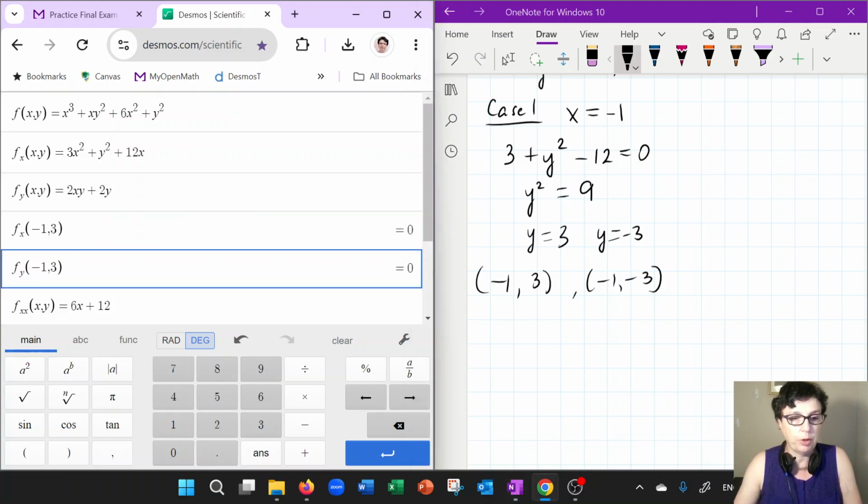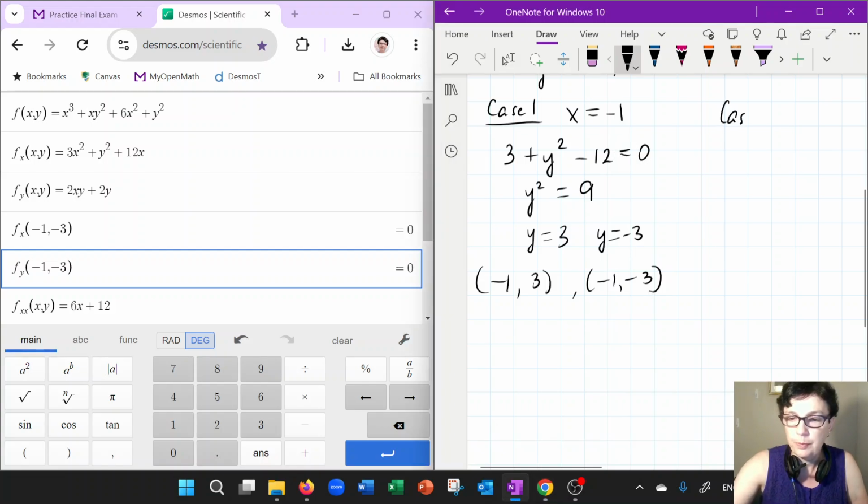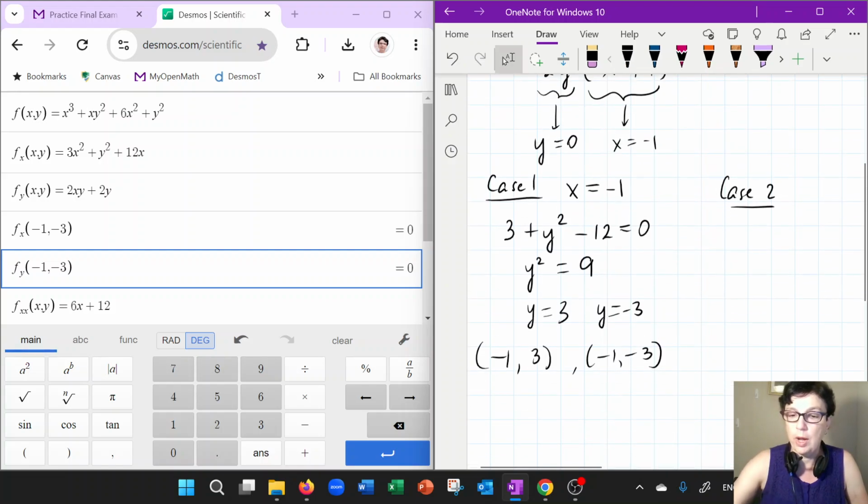So see how both fx and fy are 0, so I know that I got it right. Also, (-1, -3) also got it right. So I already know this is right. Okay. Now, case 2, that is when you were saying, okay, now y could be 0, right?